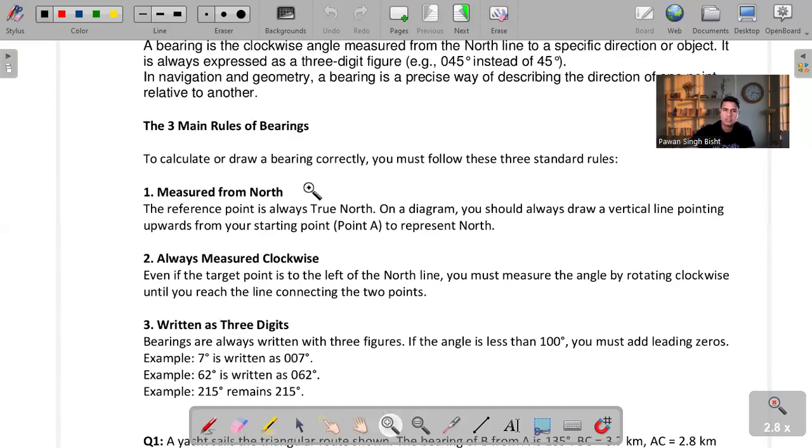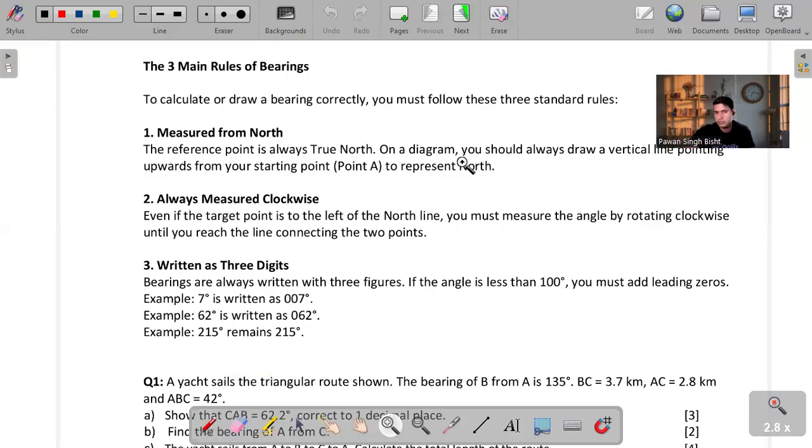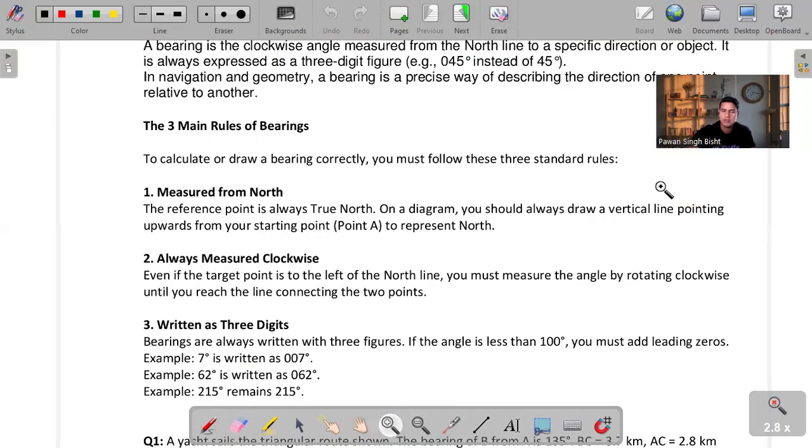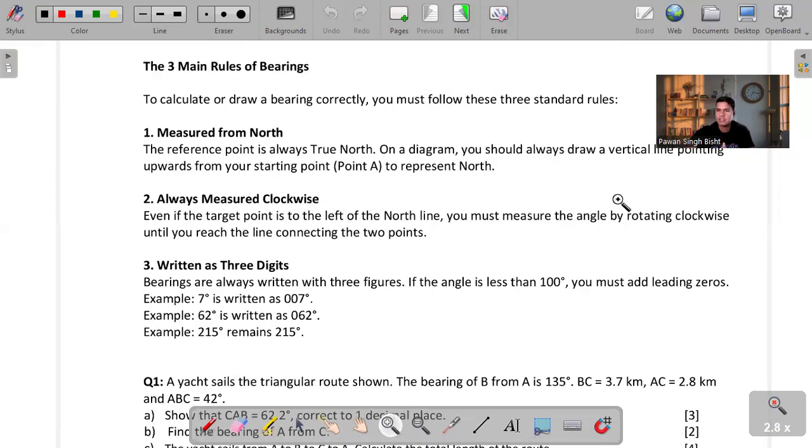There are three basic rules of bearing. First, as I told you, we always measure it from north, so the reference point is always true north. We draw a vertical line upward from your starting point. Sometimes in a question they already give you the vertical line, but if they don't, you have to draw it on your own. Second, we always measure bearing in the clockwise direction, whether you are measuring it from point A or point B.